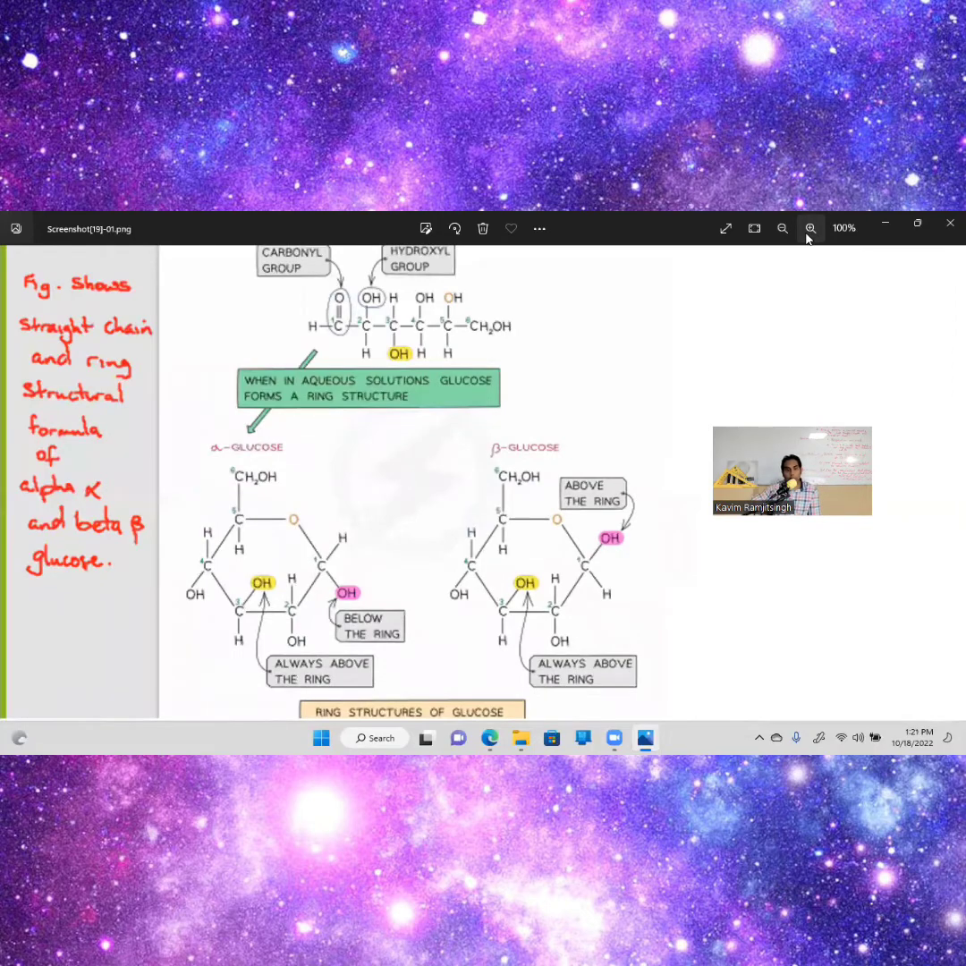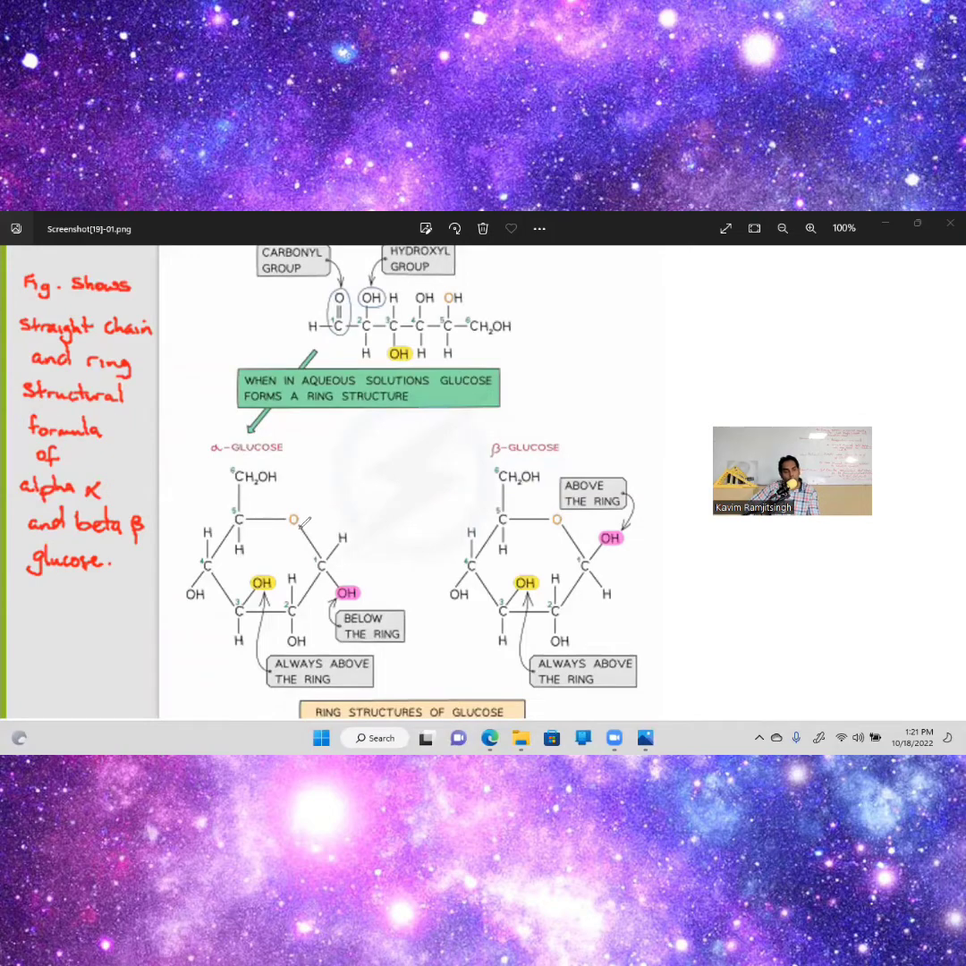So this is showing you the straight chain and ring structural formula of alpha and beta, right? If you look at it here, you would see carbons 1, 2, 3, 4, 5, 6, and your H12 and your O6. So this is your glucose straight chain, and you're seeing your hydroxyl group and carbonyl group. When in aqueous solution, glucose forms a ring structure. So once you put it in the aqueous solution, it forms a ring structure.